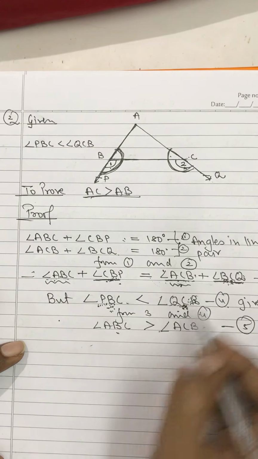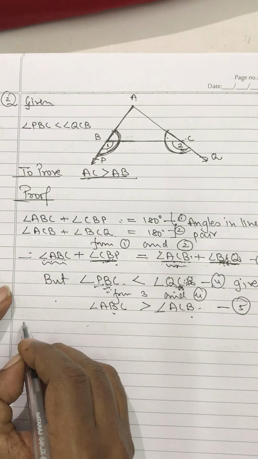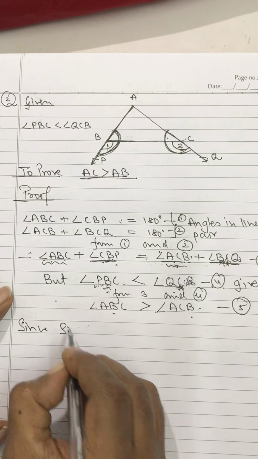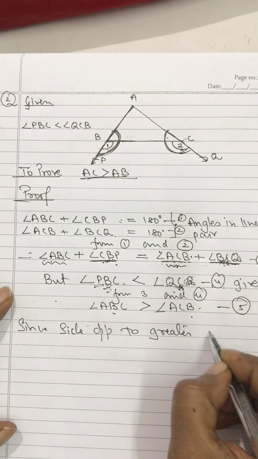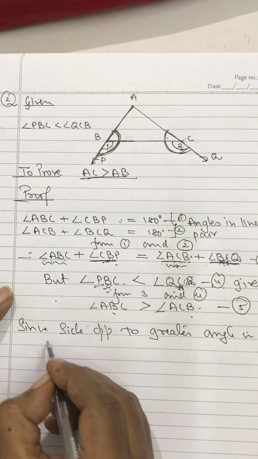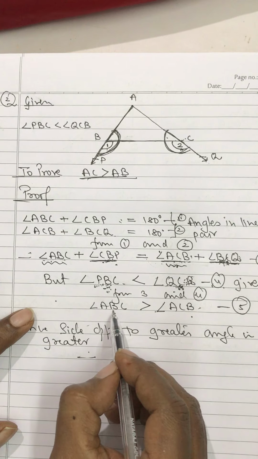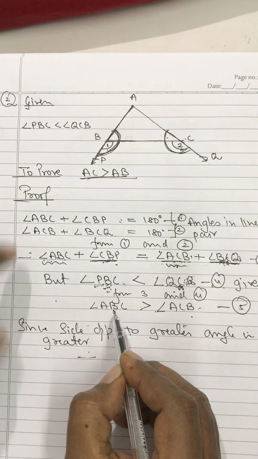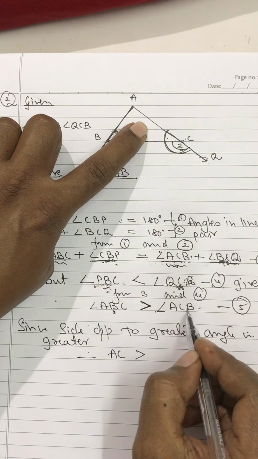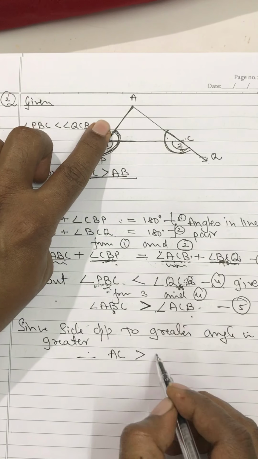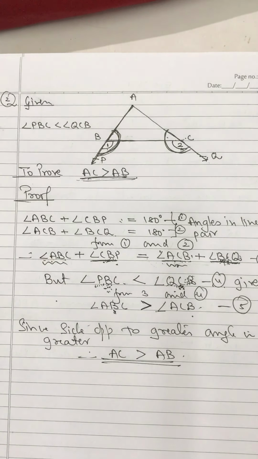Okay, this is from 3 and 4, comparing 3 and 4. The angle ABC is greater than angle ACB, we have got. Now you will tell, since the side opposite to the greater angle is greater, therefore, angle ABC's opposite side is which one? Angle ABC's opposite side is AC, and this you will copy as it is. Angle ACB's opposite side is AB, and this is what you have to prove. This will come automatically, you don't have to run behind it.